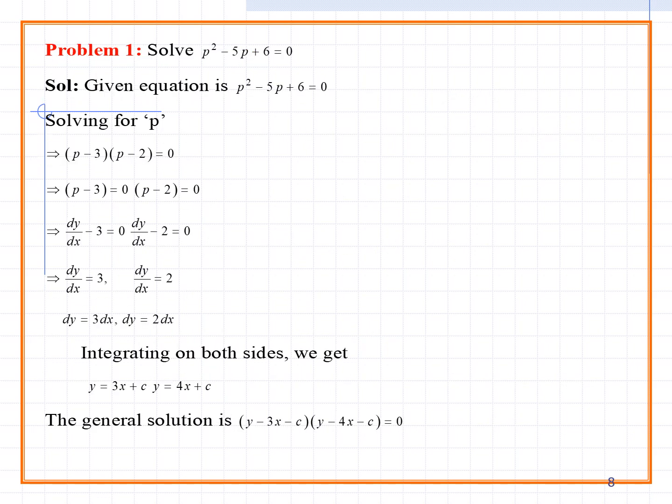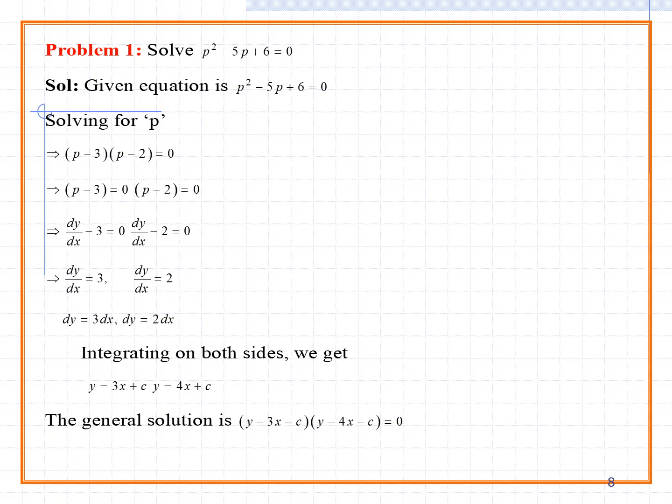Let us see the problem. Solve p square minus 5p plus 6 equal to 0. So this is the given problem. How can we solve this problem? The given equation is p square minus 5p plus 6 equal to 0.